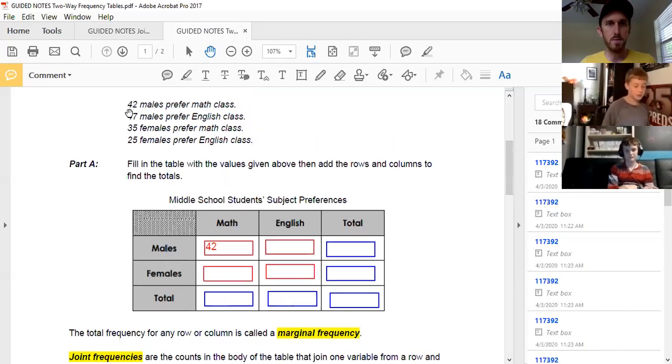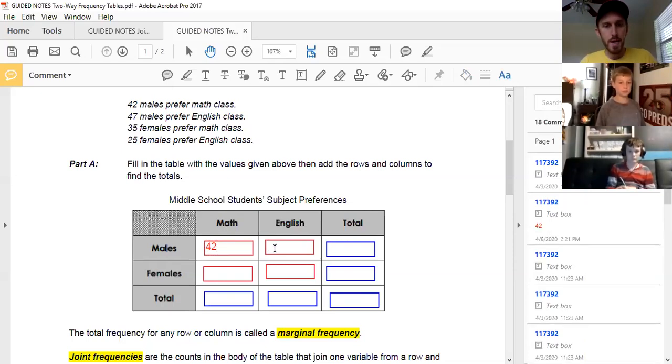All right, so we got 42 males prefer math. 47 males prefer English class. So Zachary, where am I going to put the 47 in this table? You're going to put the 47 in the row males and in the column English. Just matching it up again. Just match it with the two variables that I'm given, and that's where they go together.